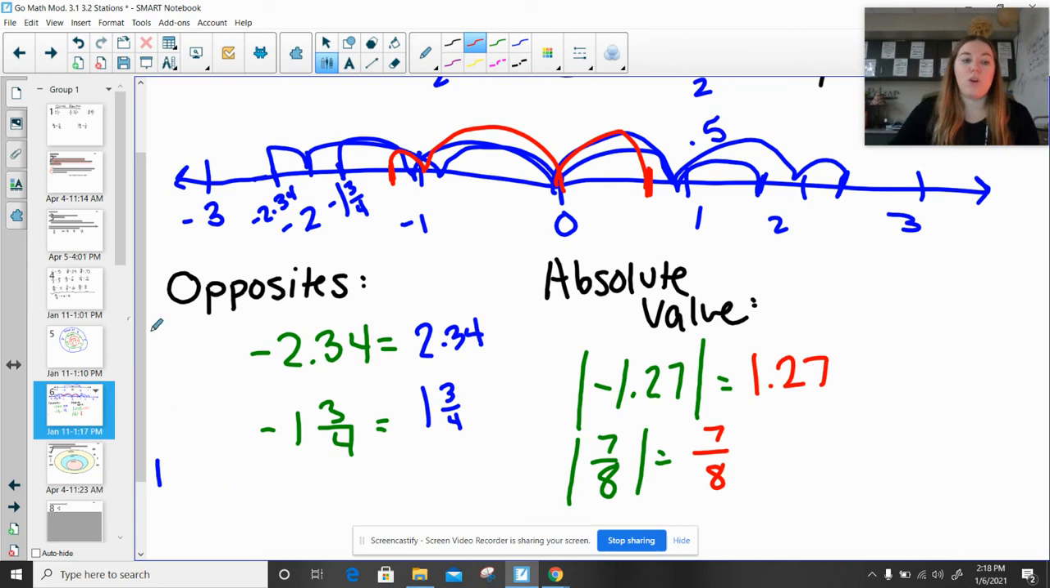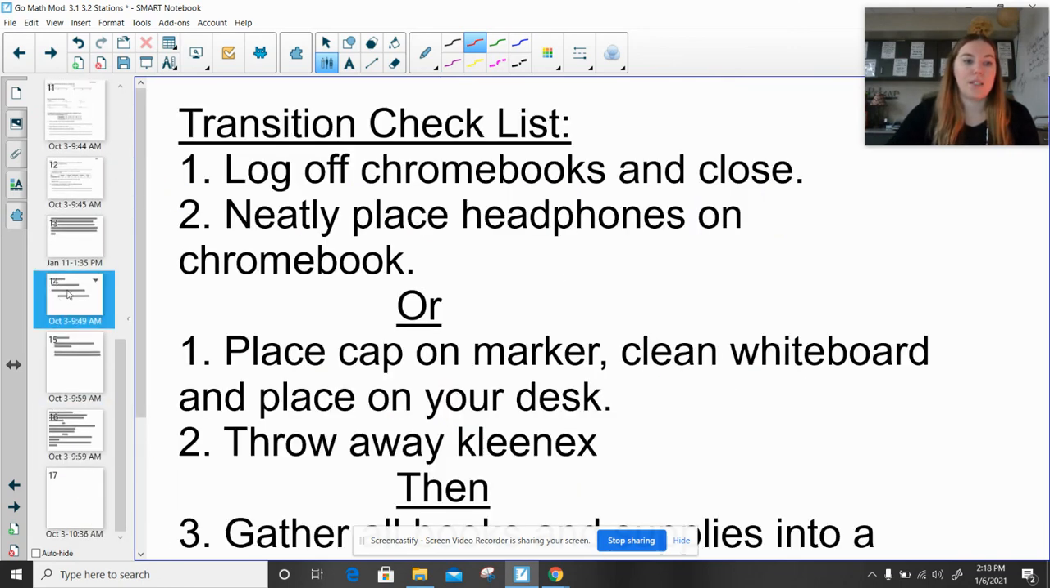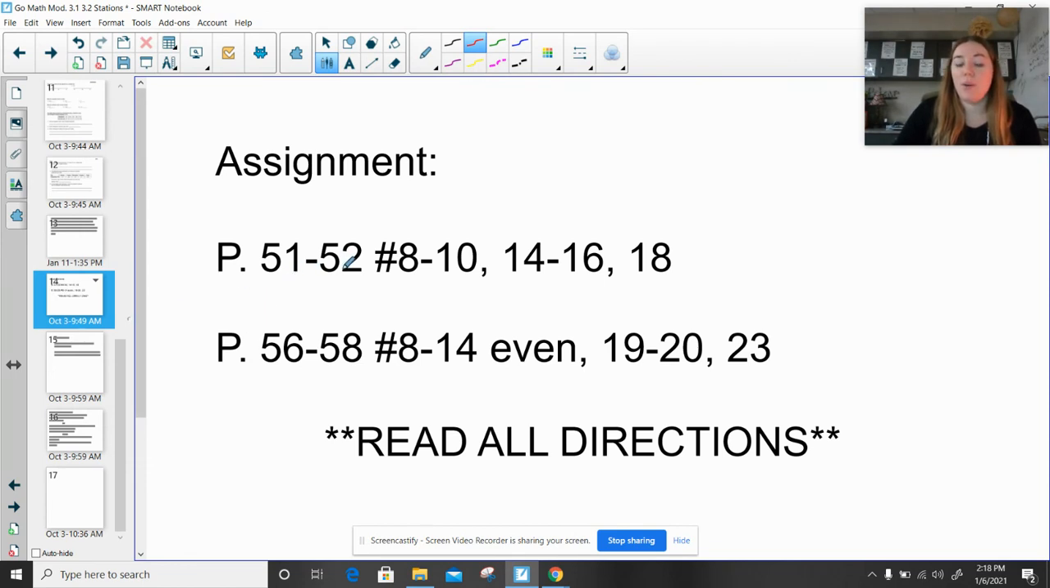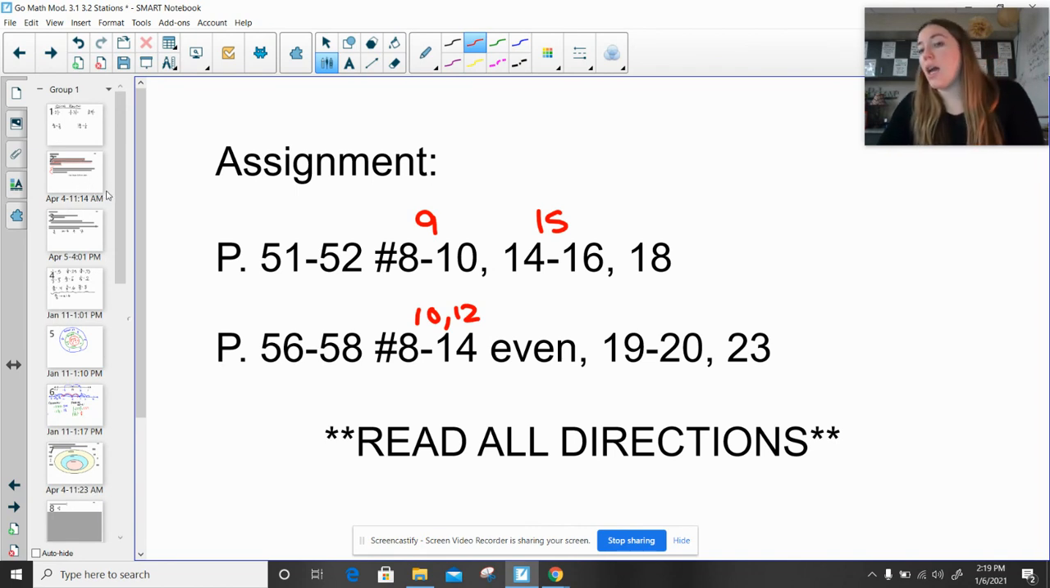Now, your homework would be on page 51 and 52, 8, 9, and 10, 14, 15, 16, and 18, and then 8, 10, 12, 14, 19, 20, and 23. If you need more help or extra practice, please make sure that you get on Khan Academy. Good luck.